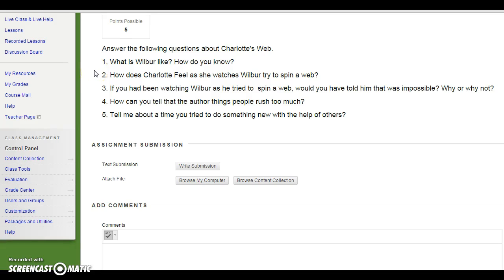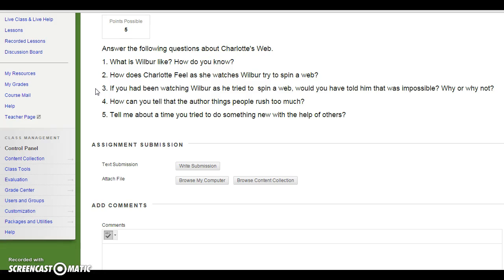Number 2, how does Charlotte feel as she watches Wilbur try to spin a web? Number 3, if you had been watching Wilbur as he tried to spin a web, would you have told him that was impossible? Why or why not? So remember, there's 2 parts of that question, so don't just say yes or no. Say why or why not.